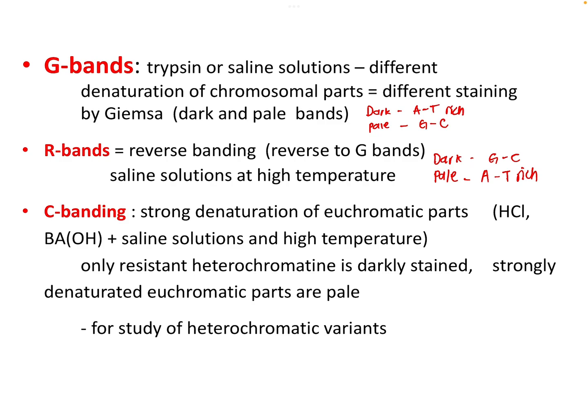When we say euchromatin, this is the transcriptionally active part of the chromosome. So we can use hydrochloride or barium hydroxide plus saline solution at high temperature to denature the euchromatins, leaving behind the resistant heterochromatin, which will stain dark. And the strongly denatured euchromatic parts are pale.